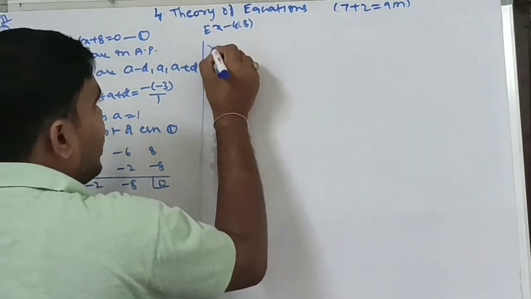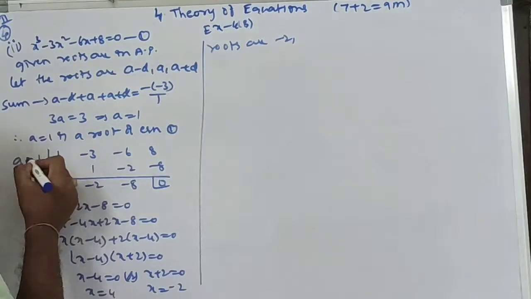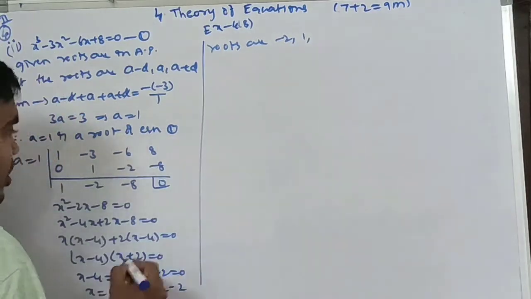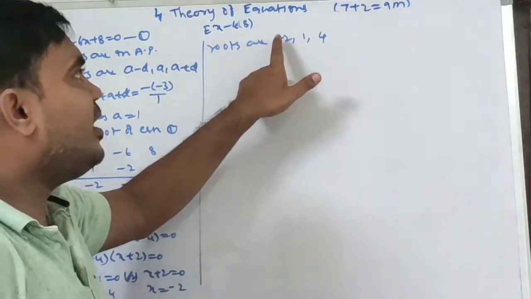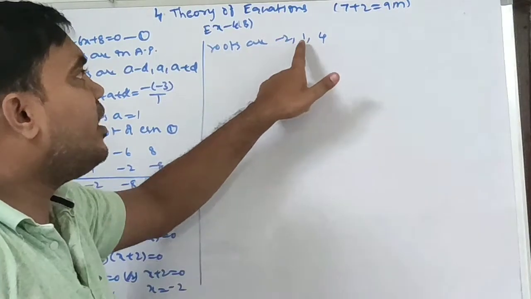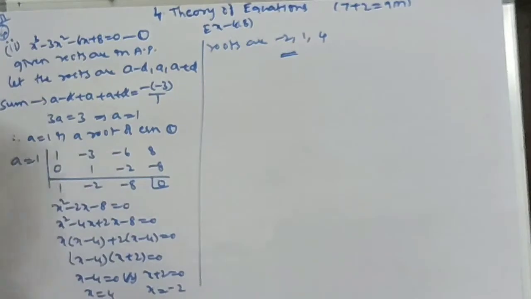Therefore roots are minus 2, already we took 1, and this one 4. The difference of minus 2 and 1 is 1 minus of minus 2, plus 3. 4 minus 1 is 3. So these are in AP. So this is the required answer.